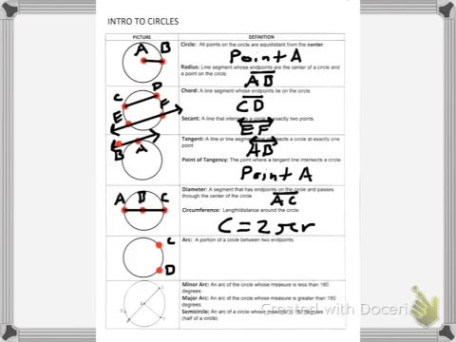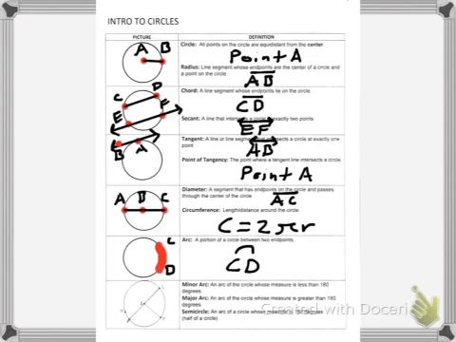Alright, so the arc would be that whole segment between those 2 points right there. Okay, so when we name an arc, it's kind of similar to a line segment, where we use the 2 endpoints. So C and D are my 2 endpoints, but instead of a bar over the top, I'm going to put a little arc over the top. Okay, so that's how we name an arc.